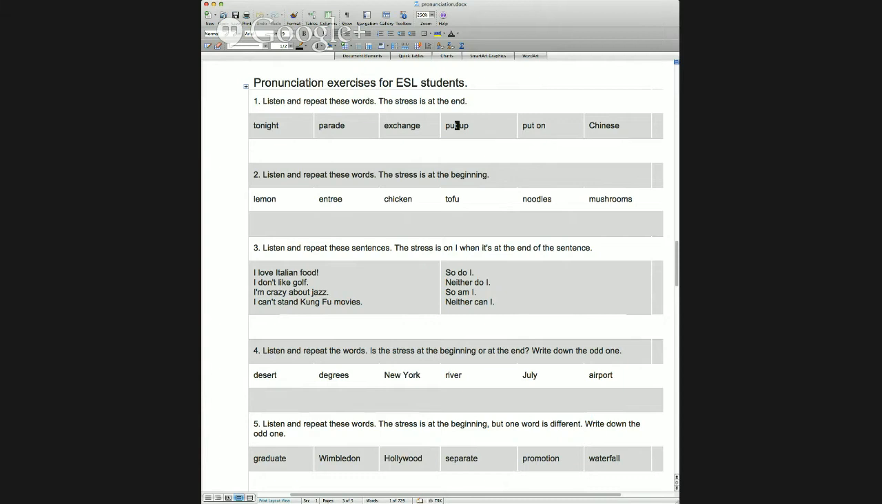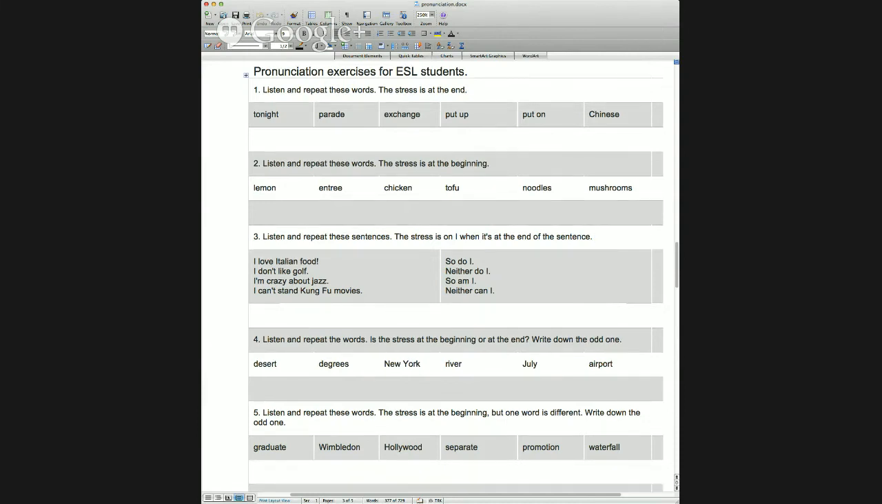All right. So now I want you to listen to these words where the stress is at the beginning. Okay, so repeat after me. Lemon. Lemon. Entree. Entree. Chicken. Chicken. Tofu. Tofu. Good. Noodles. Noodles. Mushrooms. Mushrooms. Good. Okay.